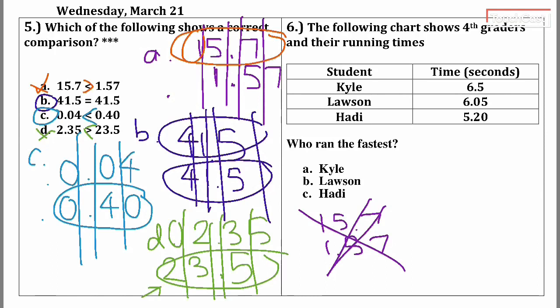Before I disappear and give you your riddle, for number 6, remember fastest is the smallest time. Remember that if someone is running really fast, they want the smallest, shortest time possible. So when you're looking for the fastest person, make sure you're looking for the smallest number.